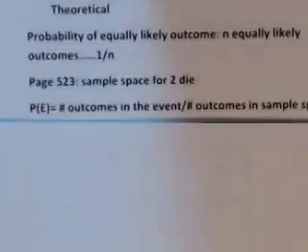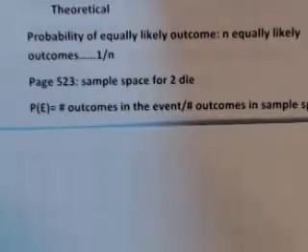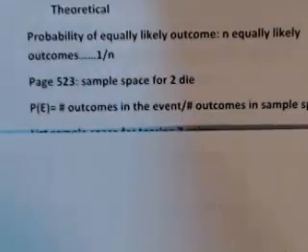So the probability of any event is the number of favorable outcomes over the number of outcomes in the sample space. There are 36 different outcomes in the roll of 2 dice, and then you have to count how many of them are favorable depending on the conditions that are set in the problem.